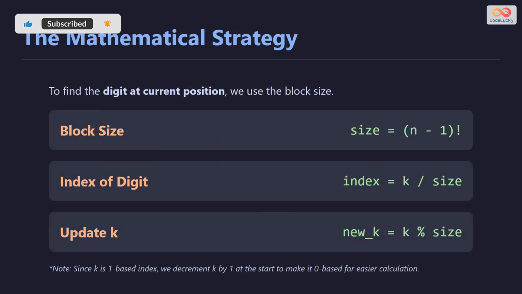We can use this block structure to directly calculate the digit at each position without generating the full list. We calculate the block size, then determine the index of our target digit by dividing k by the block size. Then, we update k using the modulo operator to find the position within the next subblock. Remember to adjust k to be 0 indexed at the start.